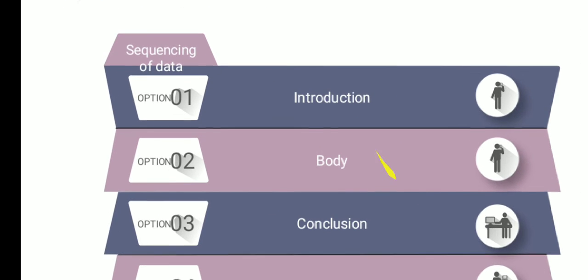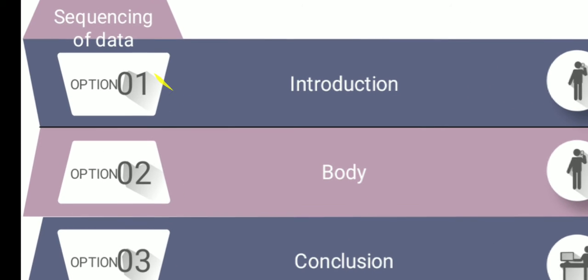Next step is sequencing of data. Once you have collected the data, it is your responsibility now to sequence the data, place it in a proper order. First comes the introduction part, where the presenter has to attract the audience and prepare them towards the presentation by introducing them the topic.